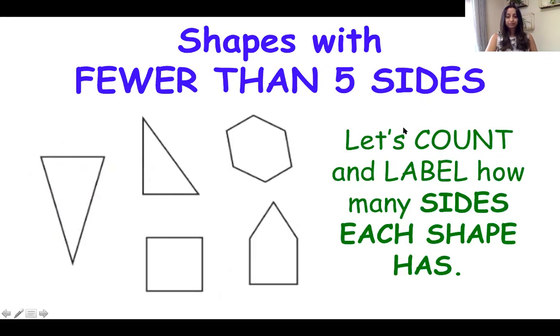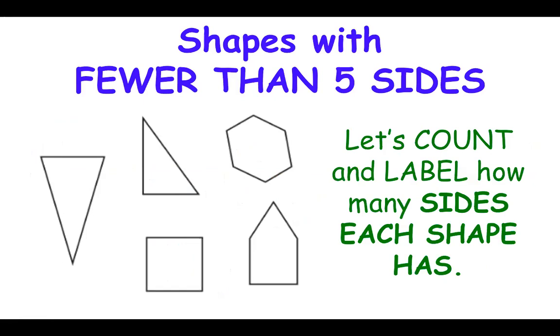Let's try another one. This time the rule is fewer than 5 sides. So that means less than 5 sides. So that means 1 side or 2 sides or 3 sides or 4 sides. It can't have 5 sides and it can't have 6 sides because that's not fewer. That's more or equal to. So we need fewer, which is less than.